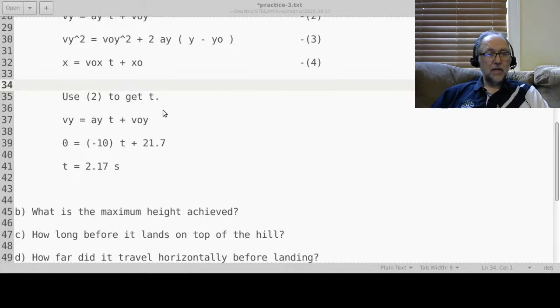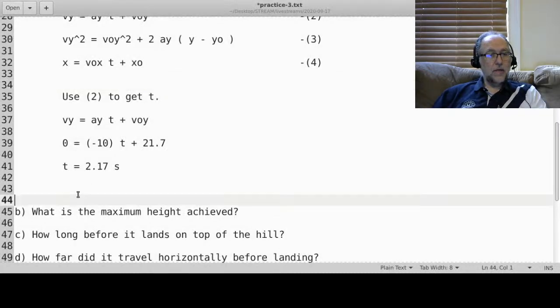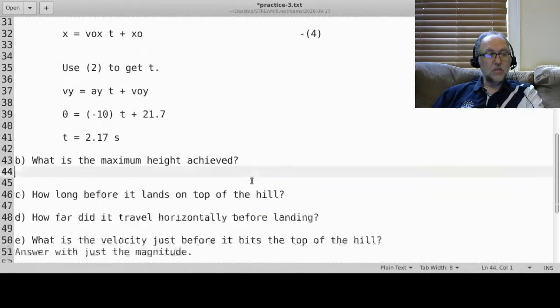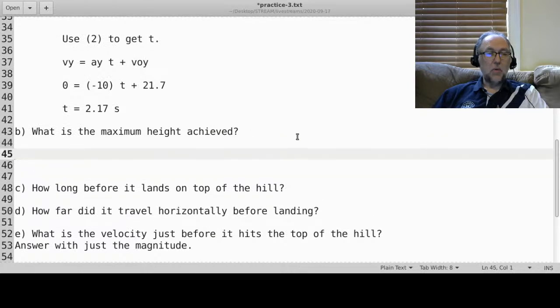So use number 2 to get the time, and that's Vy is equal to ayt plus v naught y, and Vy at maximum height is 0, ay is negative 10, t is unknown, and v naught y is 21.7. Rearranging, you get 2.17 seconds until you reach maximum height. In some ways, just plugging into the equation is the easier part of this. I think, having taught this many years, most mistakes are made in getting the correct values.